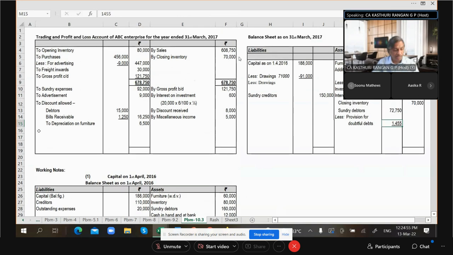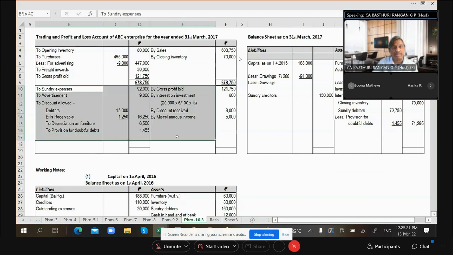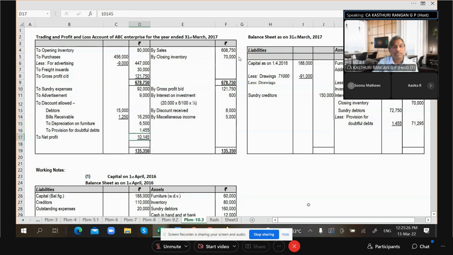We should put that provision in the P&L also, 1,455. Therefore, what will be the closing debtor? It will be 71,295. 72,750 minus 1,455. Now, finally, see whether we have considered everything. Yes, P&L account is completed. So we can easily find the net profit, which is 10,145.